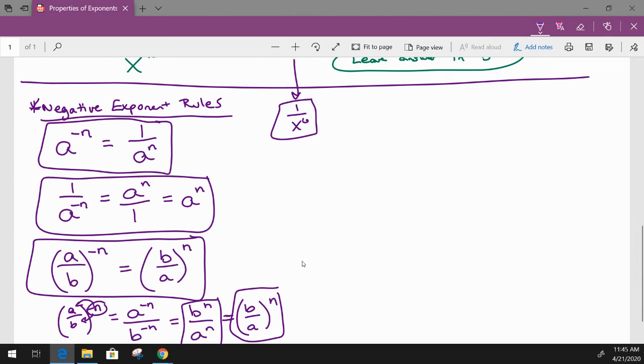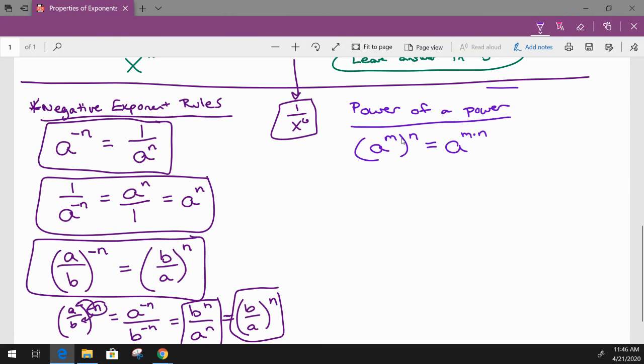Another rule that we use quite a bit is the power of a power rule. So basically this power of a power rule says that if you have anything to the m power taken to the nth power, so you basically have an exponent outside of an exponent, those exponents get multiplied. So this is your power of a power rule.